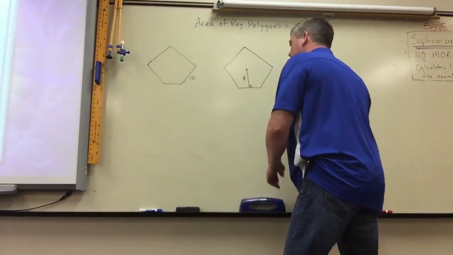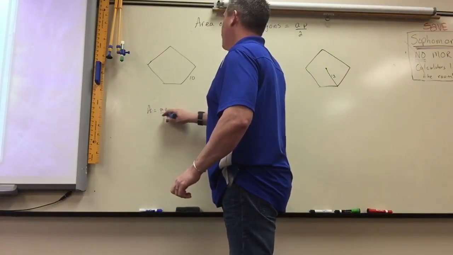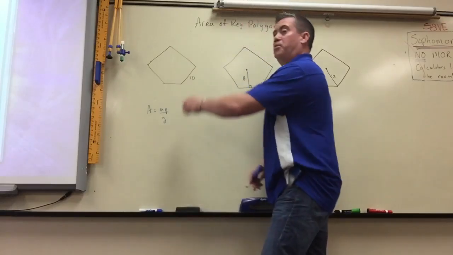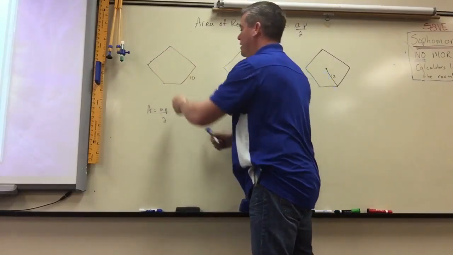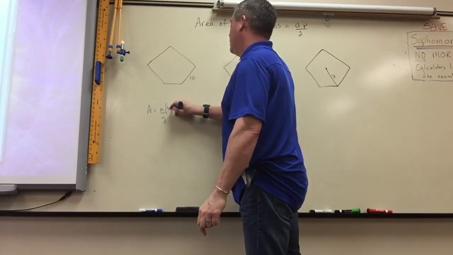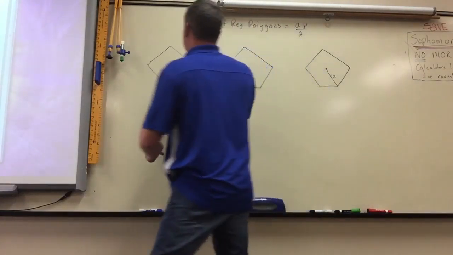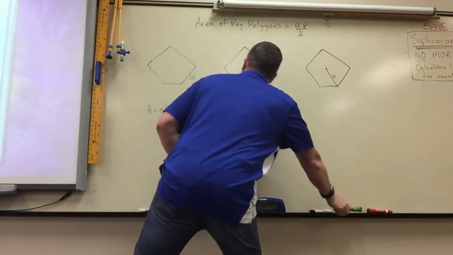So you have to use the same formula. AP divided by 2. We know the perimeter. Each side is 10, and it's 5 sides, so that makes 50. But we have to figure out the apothem. So when you draw it in there, well, that's a point.